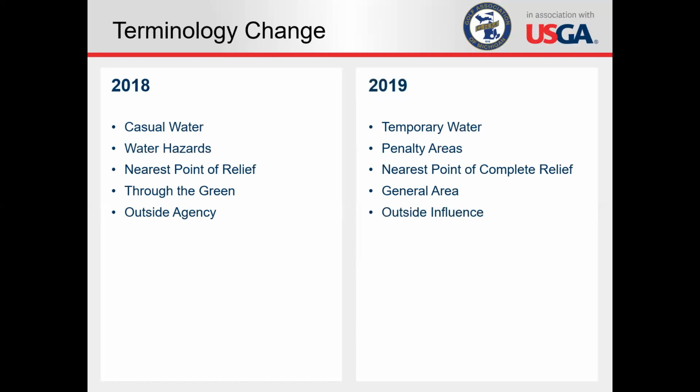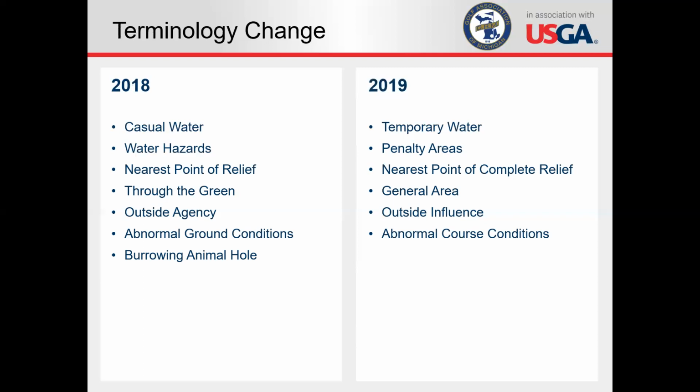Again, it's a little bit easier for people to understand, that this outside agency is really just an outside influence on the ball, whether it's an animal or a spectator or whatever. It's just, again, to create more clarity behind it. Abnormal ground conditions will now be called abnormal course conditions. A burrowing animal hole will now just be called an animal hole. So now we don't have to worry about whether an animal is burrowing or not, and you don't have to be smart enough to know whether an animal is a burrowing animal or not.